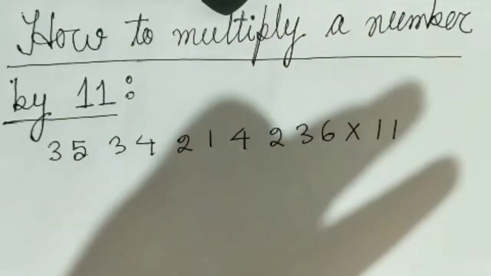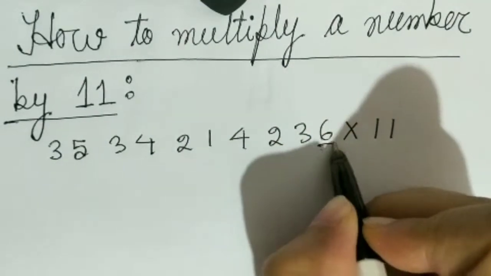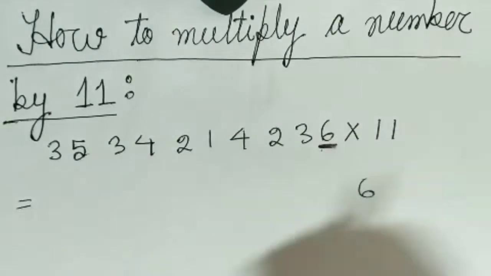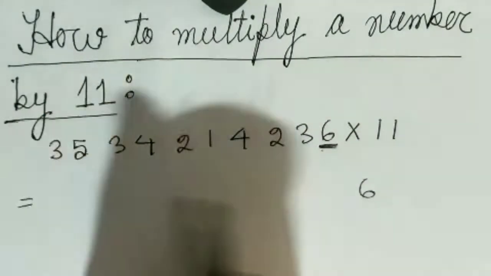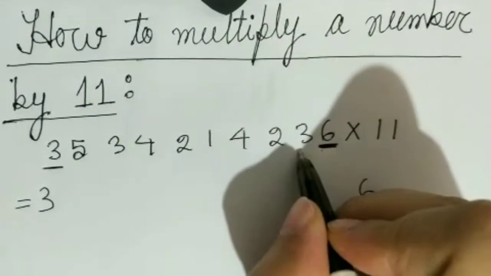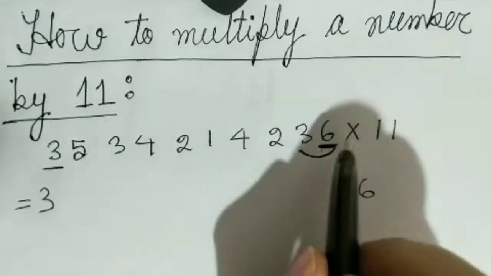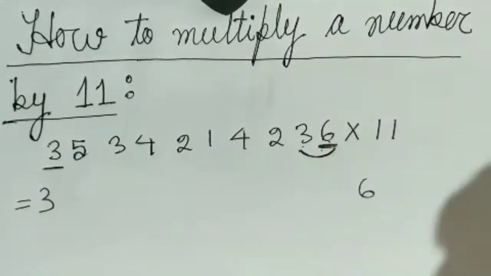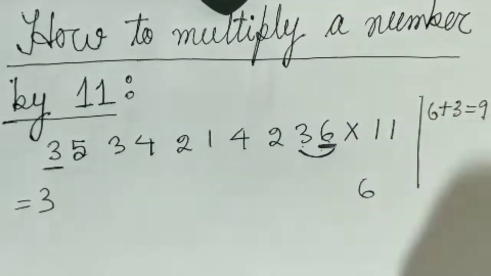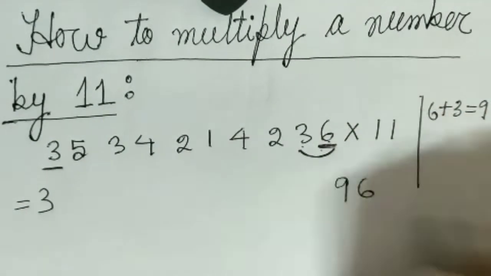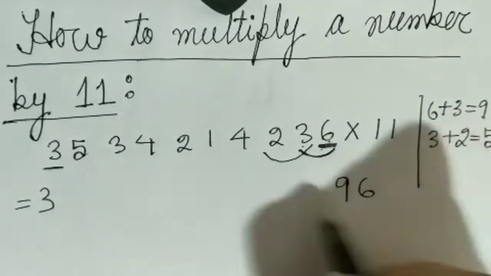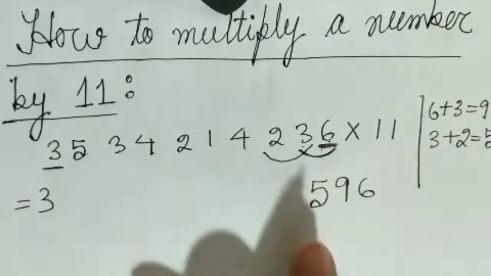So to do this, what you need to do, just write the unit digit number, means this number, here, and then write the last number here, like this, and then add these two numbers. That means 6 plus 3 is equal to 9, and you will write 9 here, like that. 2 plus 3 or 3 plus 2 is equal to 5, and you will write 5 here.